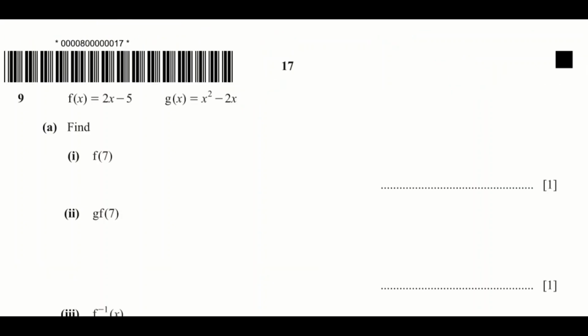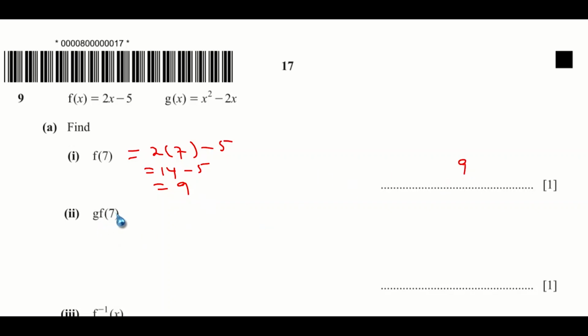That will be question 9. So question 9, f of x is given as this, g of x is given as this. Find f of 7. This is straightforward. f of 7 will be equal to 2 into 7 minus 5. So this will be equal to 14 minus 5, and this will be equal to 9. So we have 9 here.